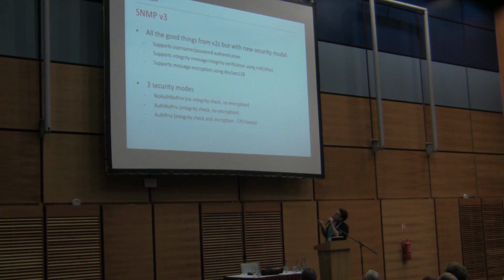Authentication, no privacy, this is a good one, so you have integrity check, so the message is actually protected against spoofing, against injection, etc., etc. But you don't have encryption, which can be good, because encryption, of course, is CPU intensive. And then you have authentication and privacy, which provides integrity check of the message and encryption, but this is CPU heavy, of course, because of the encryption.